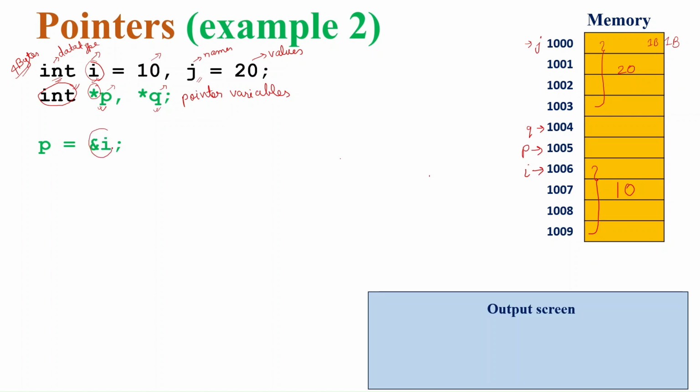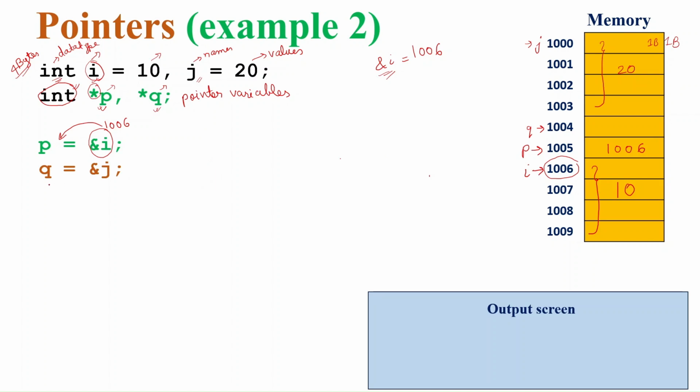What is this address of i going to return? Address of i means the first memory cell address. This i is occupying 4 memory cells, but address of i is going to return the first memory cell address, that is 1006 in this example. So this 1006 is given to the variable p, so 1006 is stored in the memory location of variable p.